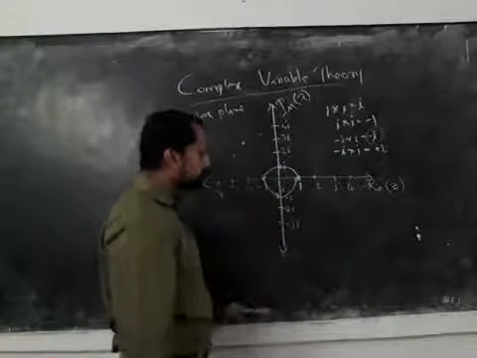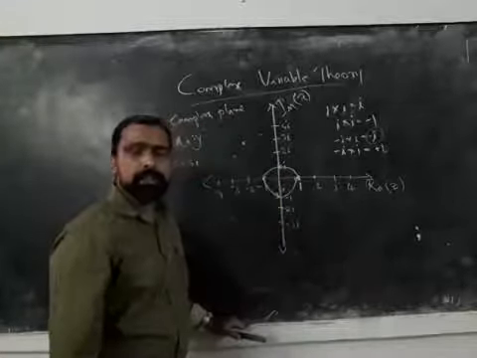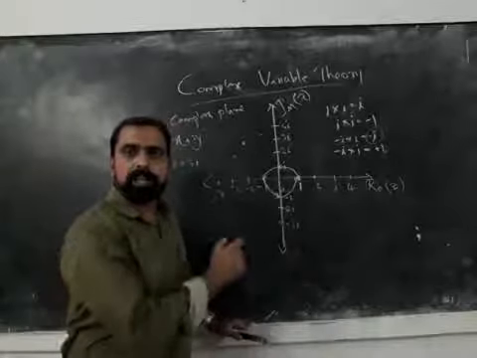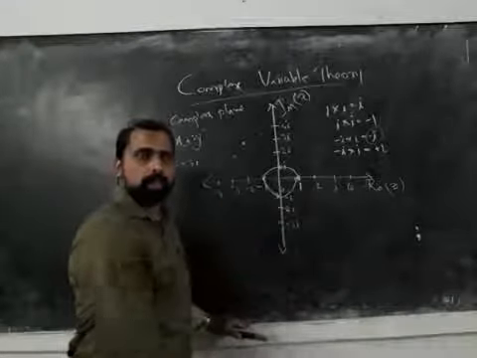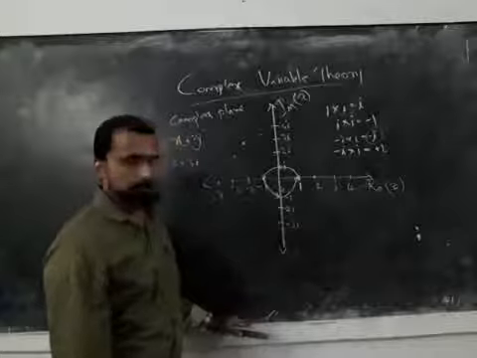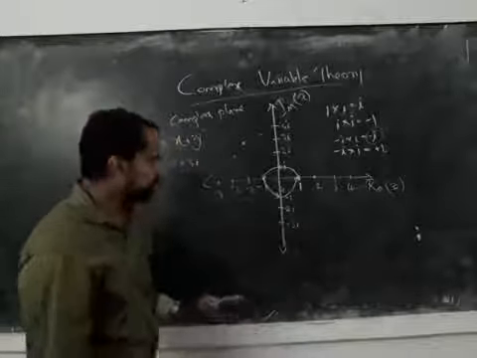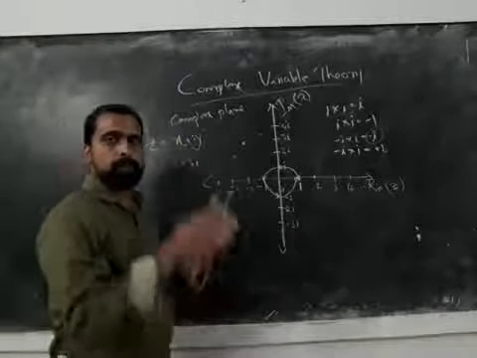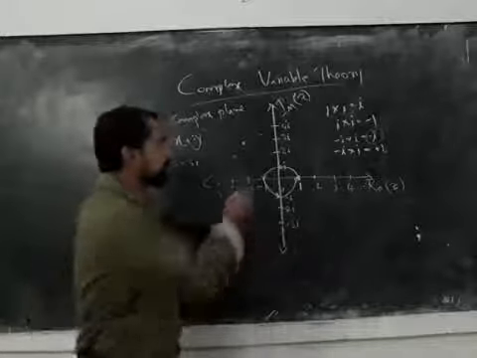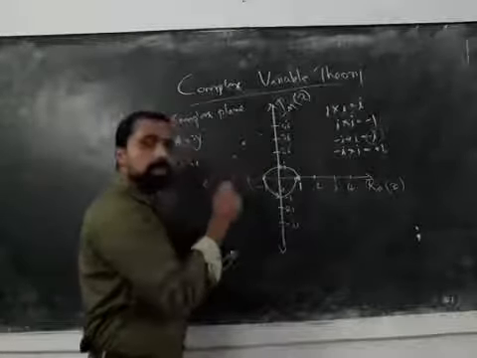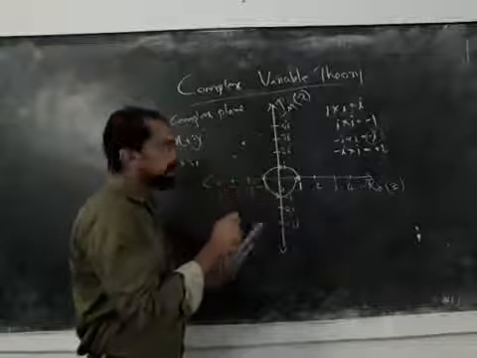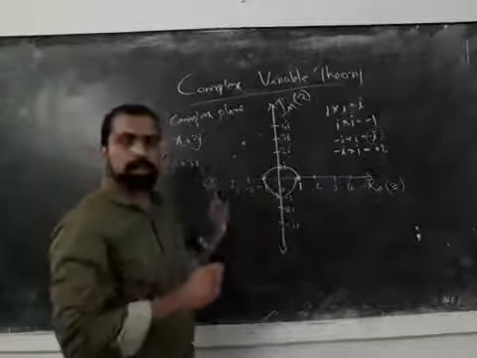Actually, these are the eigenvalues of your unitary matrix. It will come like this. We will learn it later. For the time being, we need the basics. So that is the basics: whatever complex number you have, you can represent it on this complex plane.